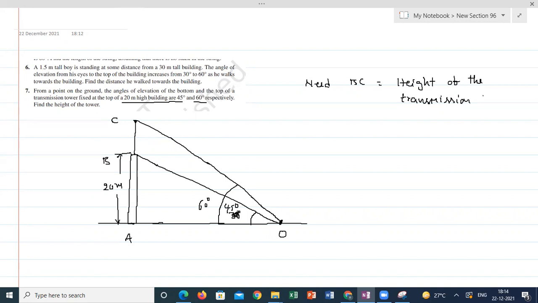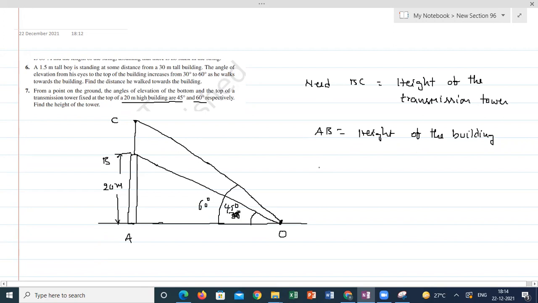BC is the transmission tower, and AB is the height of the building that is given. O is the observation point on the ground. So OA is the distance from the observation point to the building, that he is not asking. But if I am having OA, it will be easy to calculate. So need to calculate BC.